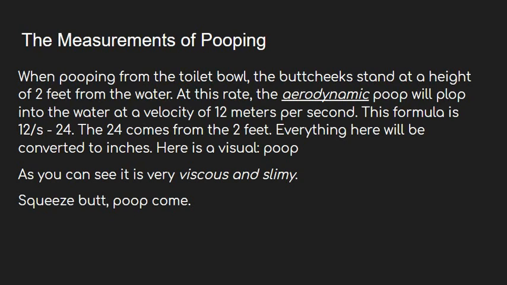The measurements of pooping. When pooping from a toilet bowl, the butt cheeks stand at a height of 2 feet from the water. At this rate, the aerodynamic poop will plop into the water at a velocity of 12 meters per second. This formula is 12 divided by s minus 24. The 24 comes from the 2 feet. Everything here will be converted to inches.